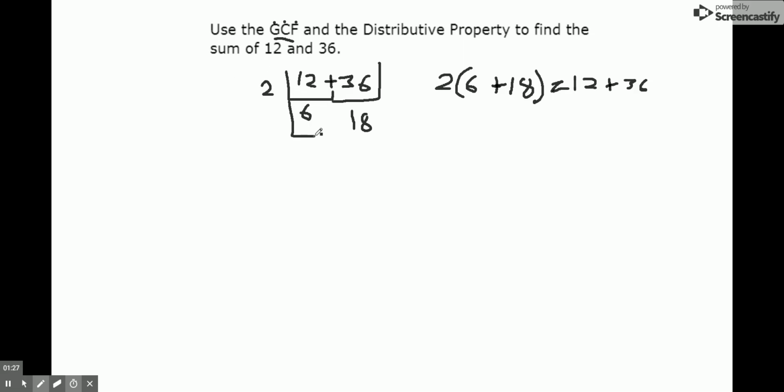Now, however, you can actually continue this process because this is just one factor. You can go ahead and draw more boxes here. And you can say, okay, well, what can go into 6 and 18? Oh, well, 2 can again. So 2 goes into 6 3 times, and 2 goes into 18 9 times. So now we have 2, 2, 3, and 9.